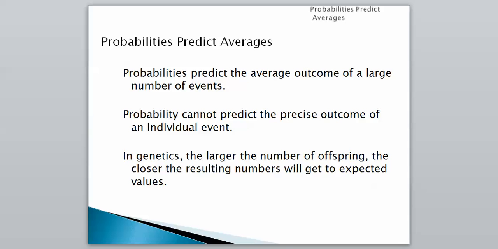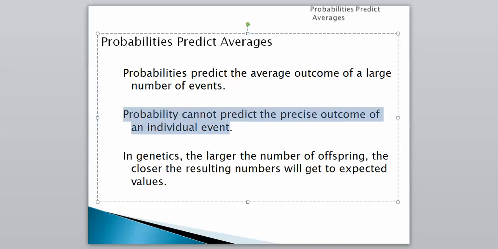And then some closing thoughts here. Probabilities predict the average outcome of a large number of events, and the most important part is that they cannot predict the precise outcome of an individual event. It's our way to make an educated guess, to make a hypothesis. And in genetics, the larger the number of offspring, the closer the resulting numbers will get to the expected values.